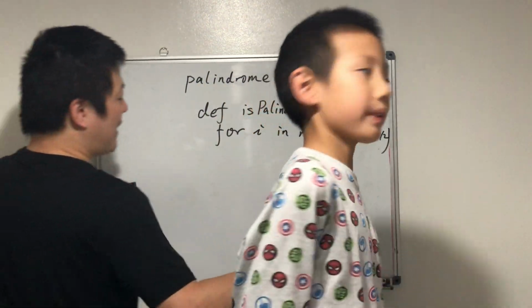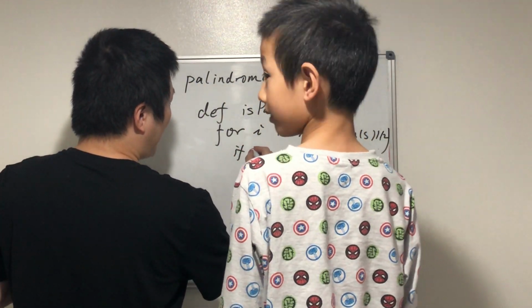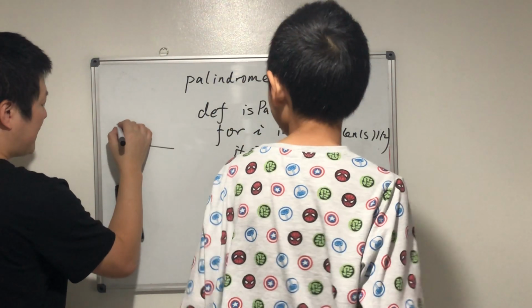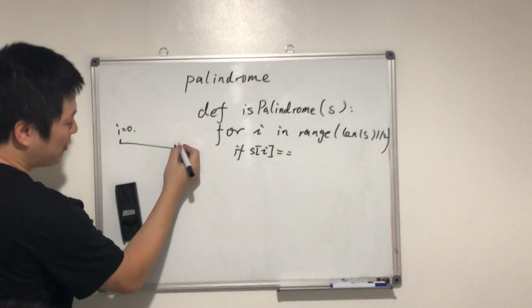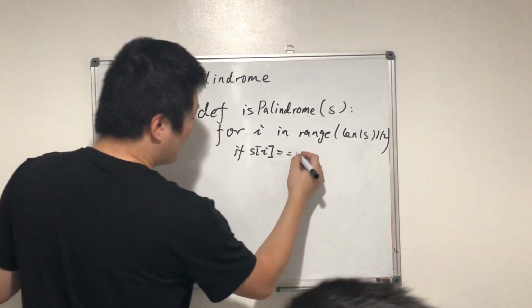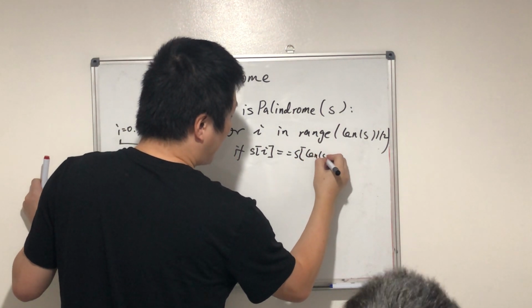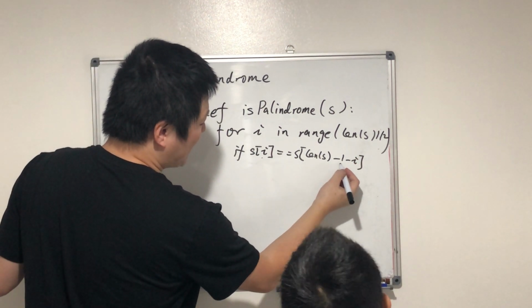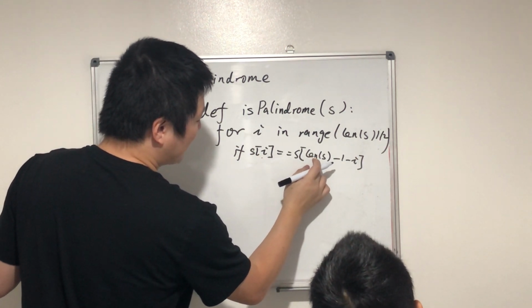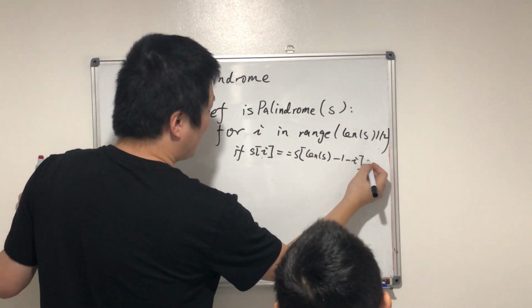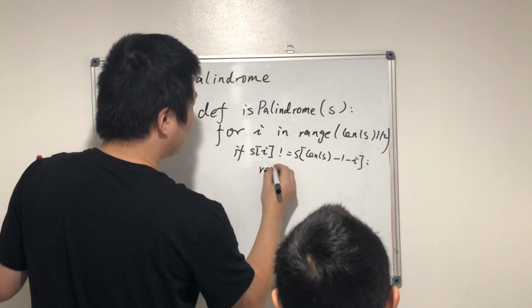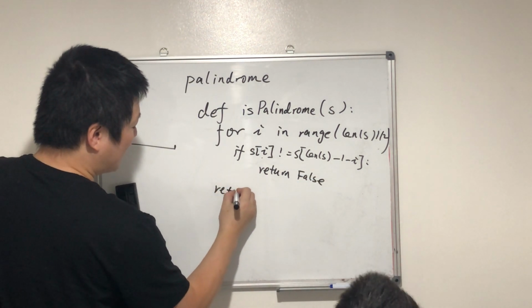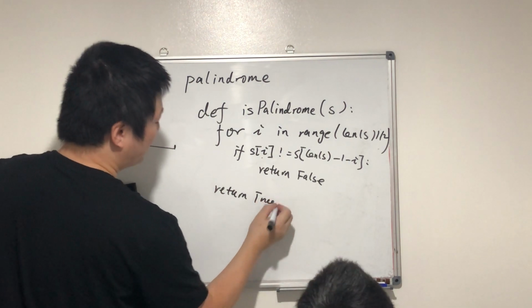So how do we do it? Then we do this. If S[I], what's the corresponding? If I is here, I is 0. Then we want to find this corresponding one. So it will be S[len S minus 1 minus I], right? If I is 0, then it will be length S minus 1. If I is 1, it will be length S minus 1 minus 1, minus 2. If it's not equal, then return false. Otherwise, here return true. Okay, it's a similar thing, but we are doing a different implementation.